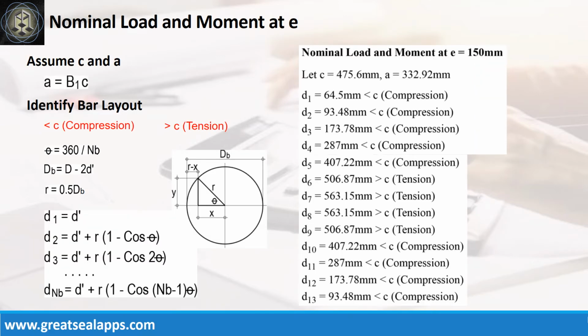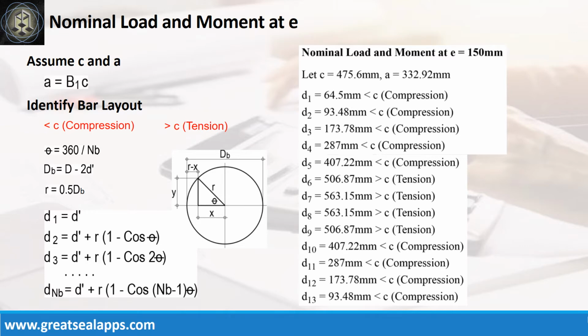To get the nominal load and moment at e equals 150 mm, let neutral axis c equals 475.6 mm and height of stress block a equals 332.92 mm. Given diameter of column equals 635 mm and steel covering equals 64.5 mm, follow the given computations to get the distances of each bar from the edge of column and force type relative to neutral axis.